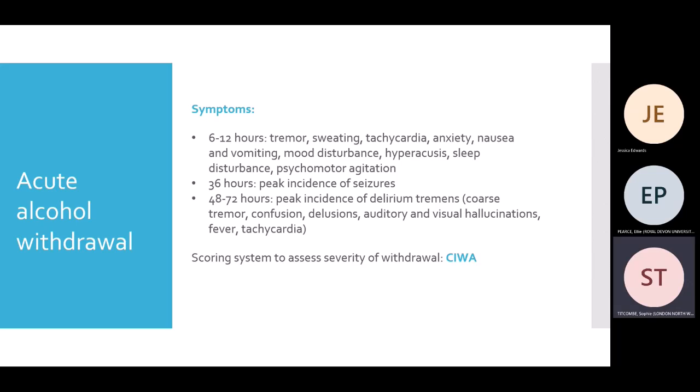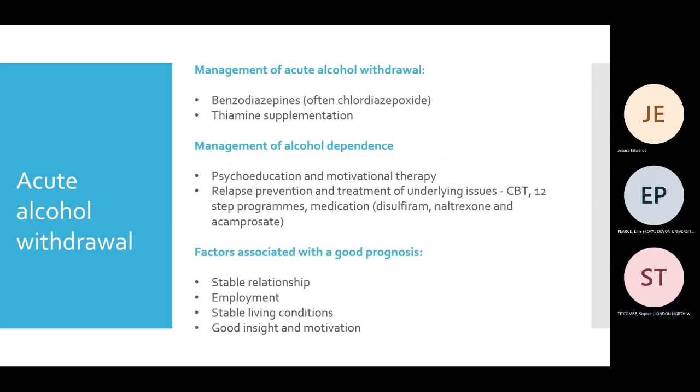And we mentioned earlier how there are some scoring systems that we can use to identify patients at risk of alcohol dependence. And likewise, we've got scoring systems that we can use to assess the severity of withdrawal. And this is where our CIWA score comes in. And actually, the CIWA score is quite useful because it has quite a direct impact upon what we're going to do in terms of treatment.